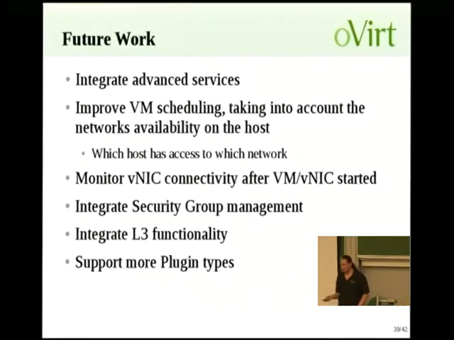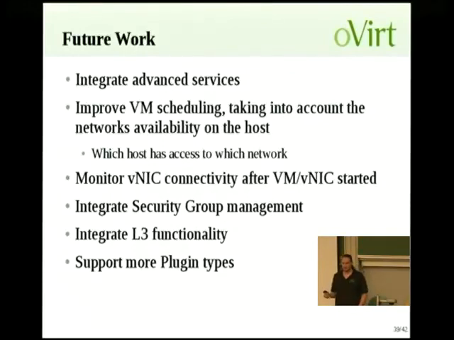We also want to improve the VM scheduling, because currently when we start a VM, we don't know which host is going to provide which network. So it is possible that some host is not capable of providing a network. We would want to know that and actually not start the VM on that host. And also monitor the VNIC connectivity, because even if the VM is starting and supposedly connected to the network, maybe it doesn't have any traffic flowing through it. So we want to be able to know that, to tell the user, hey, something is wrong here, or give some sort of indication.